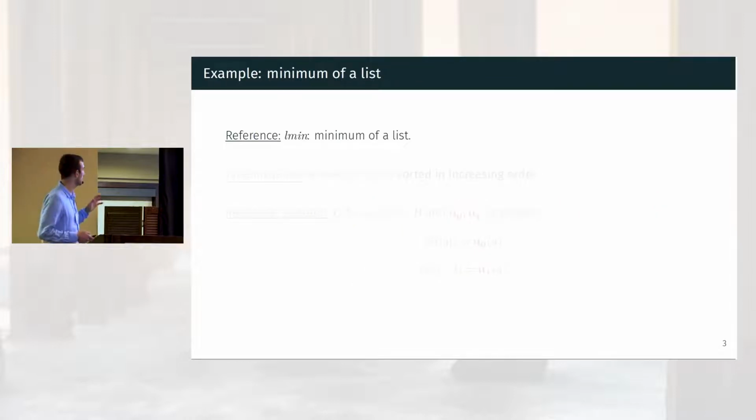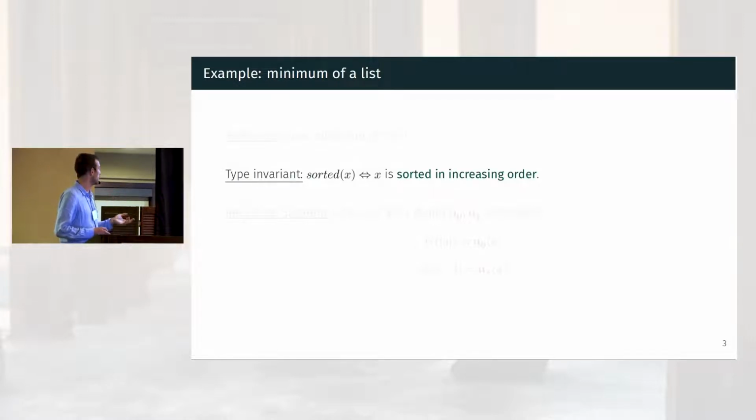Here I'm going to show you a simple example that I'm going to use throughout this presentation to illustrate the different concepts. The reference function takes the minimum of a list. So it's a recursive function that traverses a list. And the type invariant says that the lists are sorted in increasing order. Here the target input type is the same as the original input type.